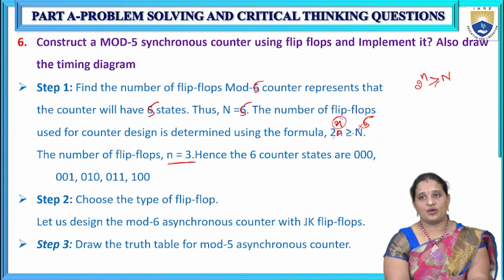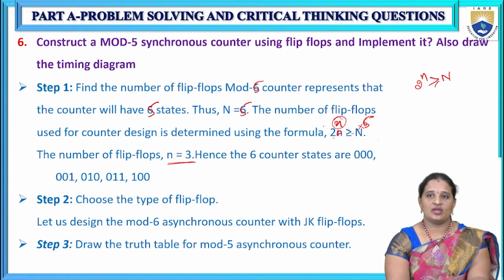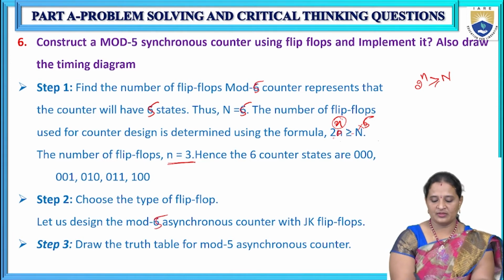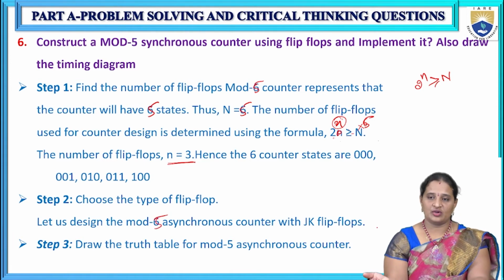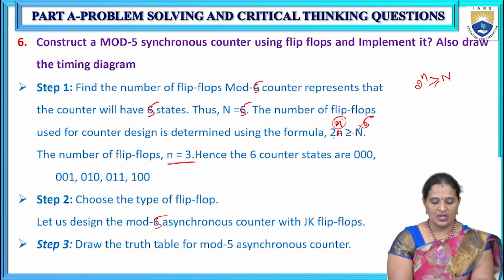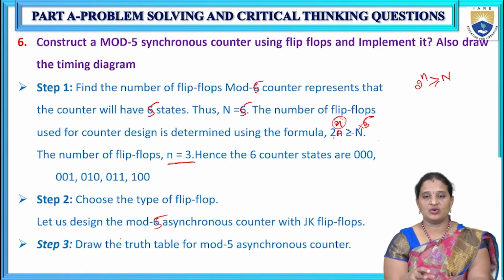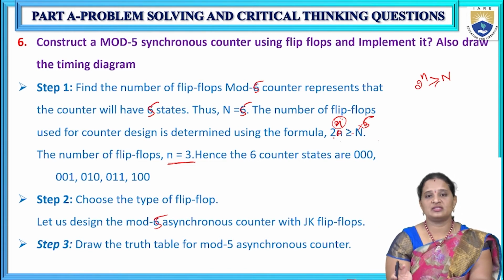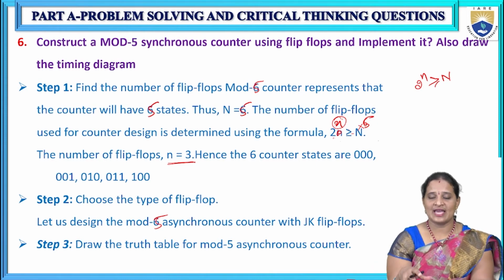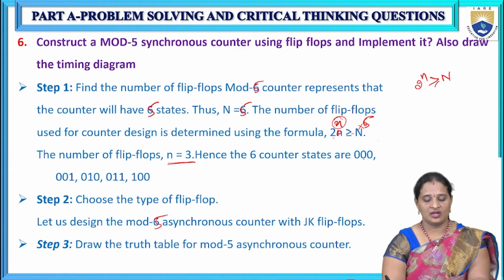What is the type of flip-flop? It is our wish. Here, as it is not mentioned, I can choose any type of flip-flop. I am preferring the JK flip-flop here. You can also use D or T flip-flop. We cannot use SR because it has a drawback: the limitation of the SR flip-flop is that it has an indeterminate state. So you can use JK, D or T flip-flop.